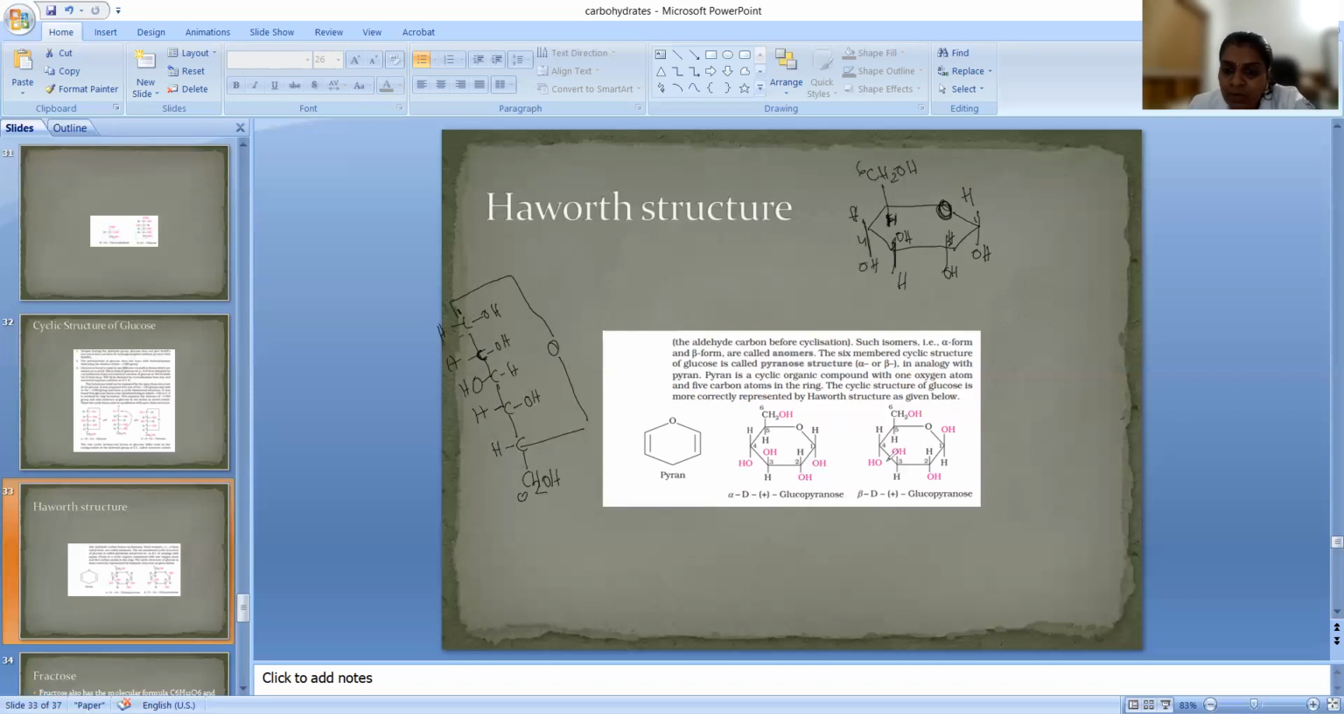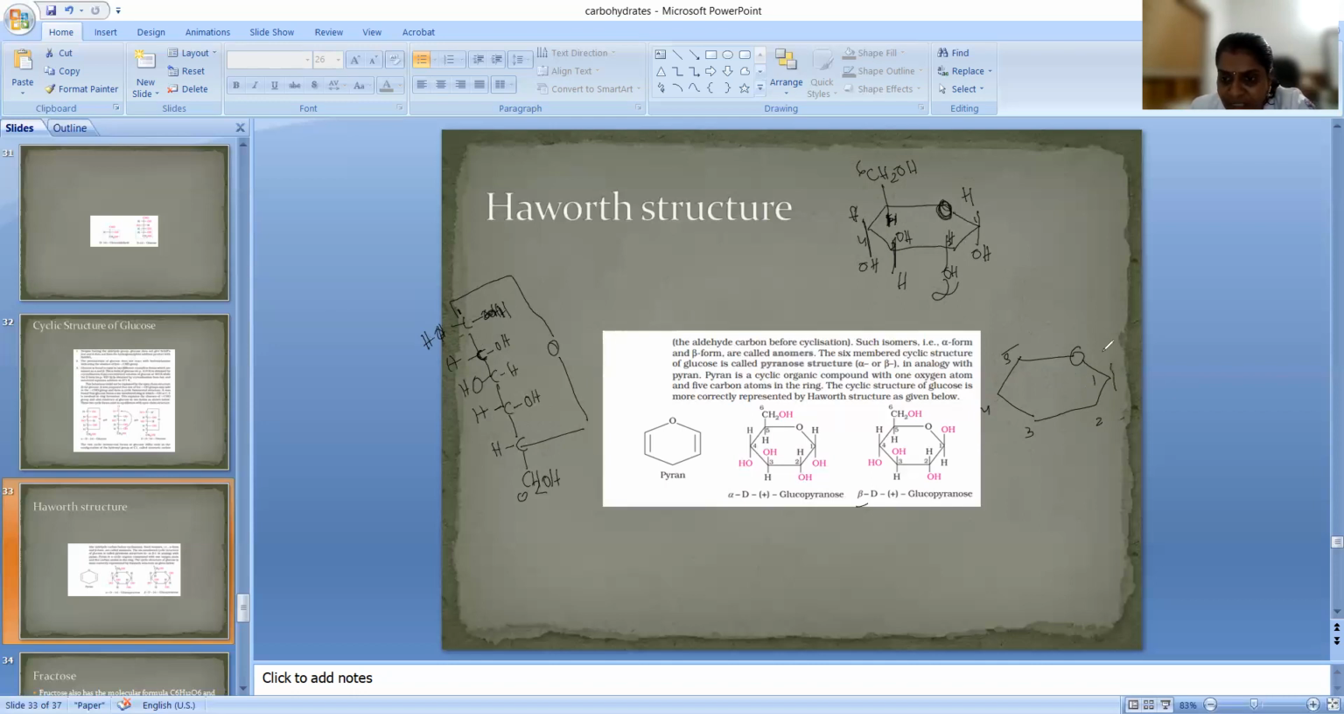So if you want to represent the alpha form, the OH will be here and H will be here. That is the only difference from the beta form. This was the alpha form. So for the beta form we will draw like this: the oxygen atom here, and after that, first, second, third, fourth, fifth. So the first carbon, we can start from here. This is first. Where is H? Up. Right side, OH on the left side.